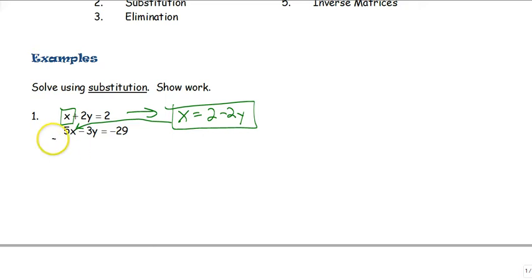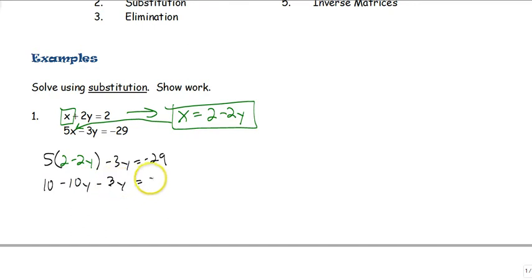So my second equation becomes 5 times our x, which is now 2 minus 2y, minus 3y equals negative 29. And now you just solve it. 10 minus 10y minus 3y equals negative 29. You get 10 minus 13y equals negative 29. Negative 13y equals negative 39. So y should be 3.